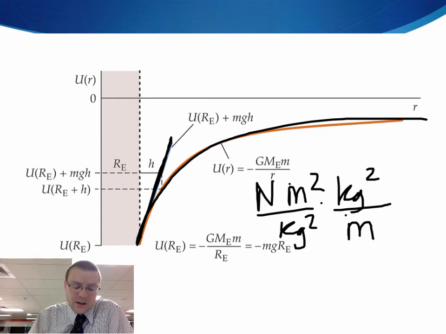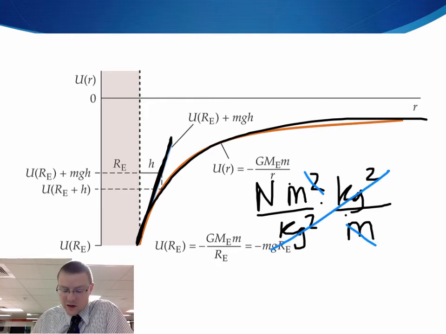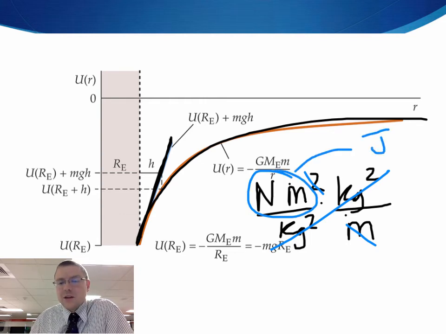And when we start canceling things, we can see that one of the meters goes away and both of the kilograms go away, which leaves us our Newton meter, which means that gravitational energy is measured in joules. So we can do the energy just like we've done all other types of energy, but now remember it's a negative type of energy because of where we put our 0 point.